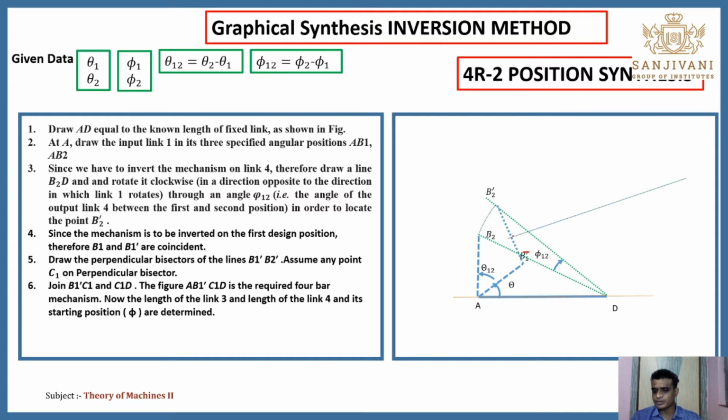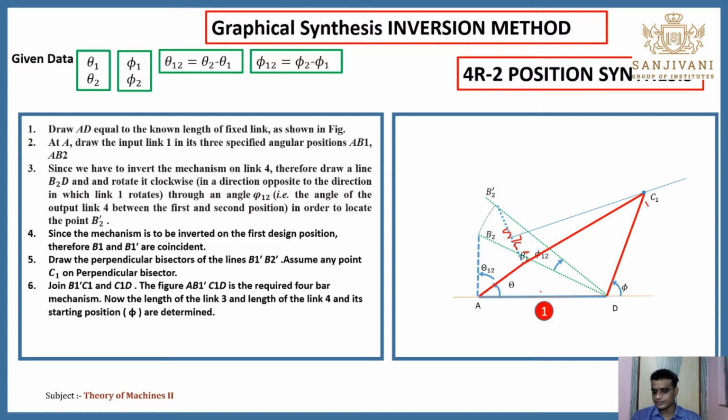Next you have to take the perpendicular bisector of B1 B2 dash. These two sides are the same and this is the perpendicular. After drawing this perpendicular bisector, you have to consider any one point on this line. You will get the point C1, and this point you have to join with D and with B1, and you will get this 4-bar mechanism.